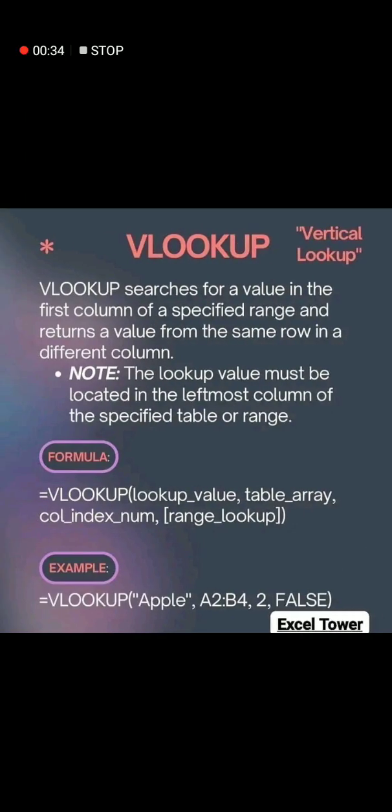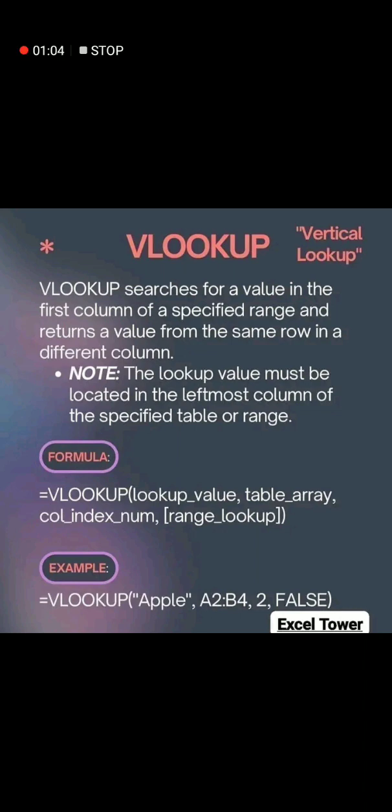So ayan yung definition. VLOOKUP stands for vertical lookup. It searches for the value in the first column of a specified range and returns a value from the same row in a different column. So note, the lookup value must be located in the leftmost column of the specified table or range. So ito yung formula niya: VLOOKUP, and then hanapin yung lookup value, table array, column index number, and range lookup.